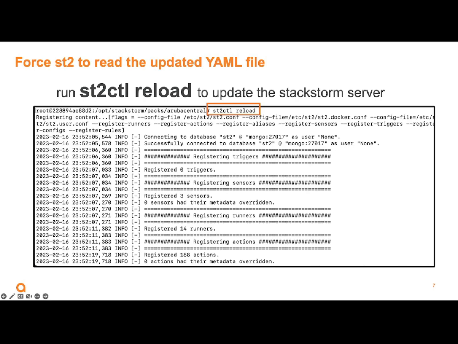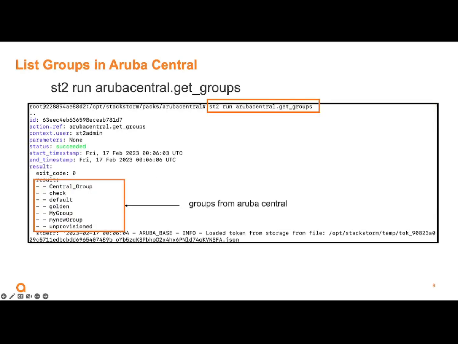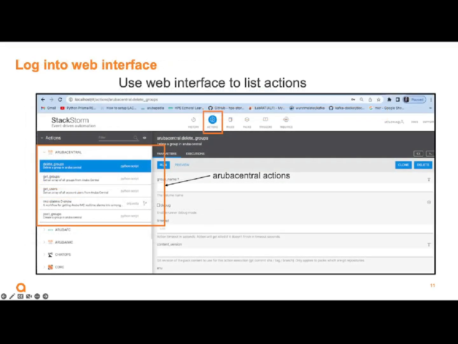We'll do that whenever we change actions or rules. And then we're going to run a command, and we're going to pass the command two variables, a name and a password. We're just going to do a post. So we're using HTTP post to go ahead and build a group name in Aruba Central. And then we're going to do the st2 run aruba_central.get_groups action, and then we'll see the list of groups from Aruba Central. We're going to do a st2 run aruba_central.delete_groups, and we're going to give it a group name called check, and we're going to watch it get deleted as well.